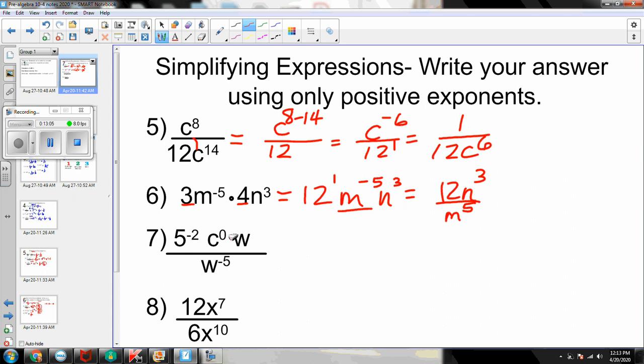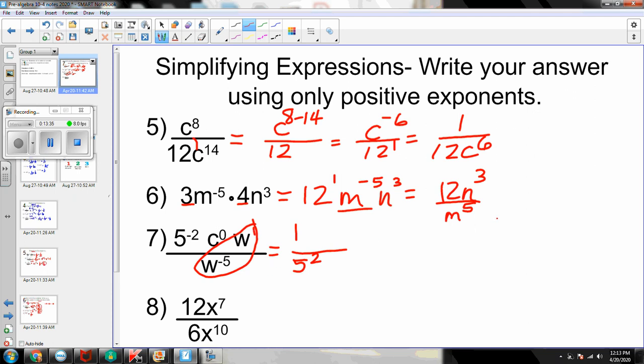Okay, number 7. I'm noticing that I have a 5 to the -2. Well, that needs to move because the exponent's negative. So it moves to the denominator and it's 5 to the 2nd. C to the 0, that's a 1. So this is like a 1. And then I'm noticing, hey, I have a w in the numerator and a w in the denominator. So I can subtract these exponents. So this is really a w to the first power.